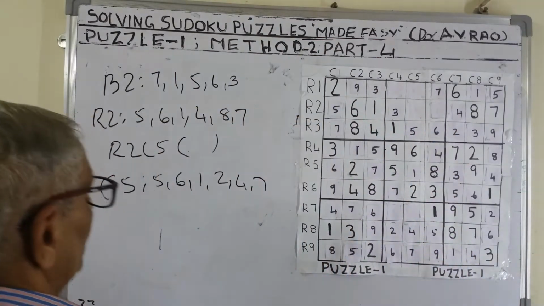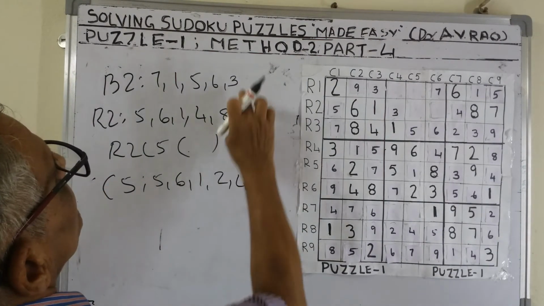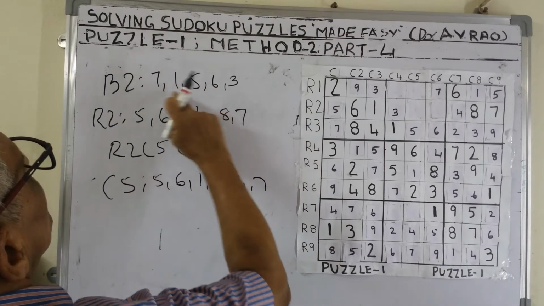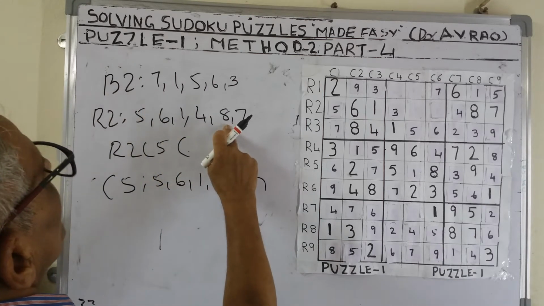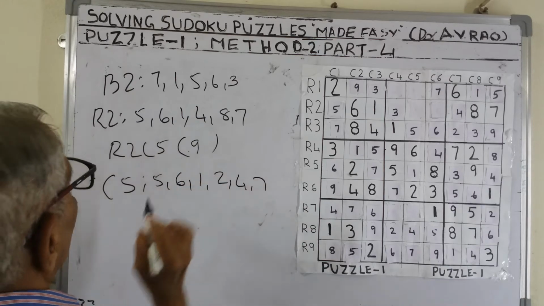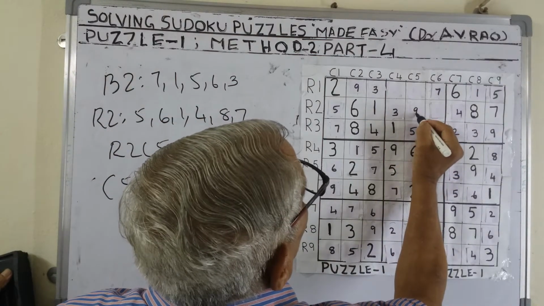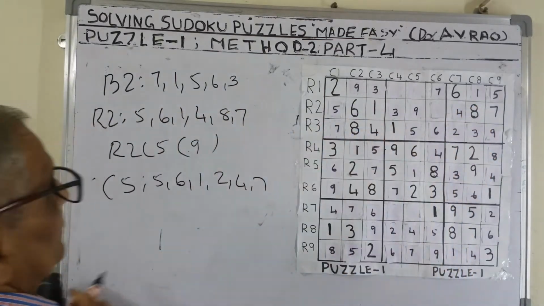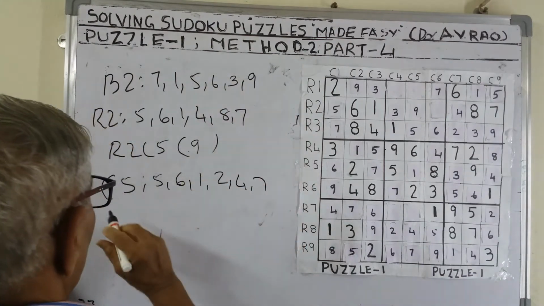Okay, let us see what is the missing number. 1 is there, 2 is there, 3 is there, 4 is there, 5 is there, 6 is there, 7 is there, 8 is there. So, the missing number is 9. Let us fill up this cell with 9. Now, only one number is left over in R2. Another number 9 has been added.